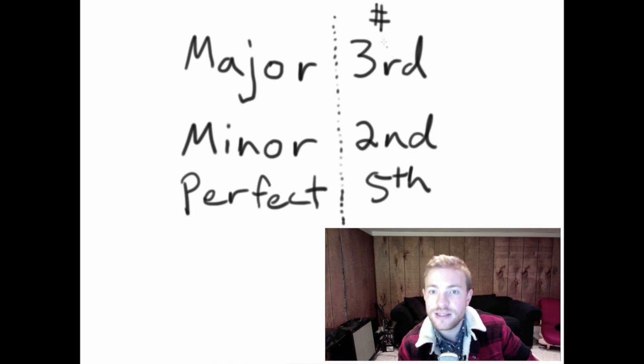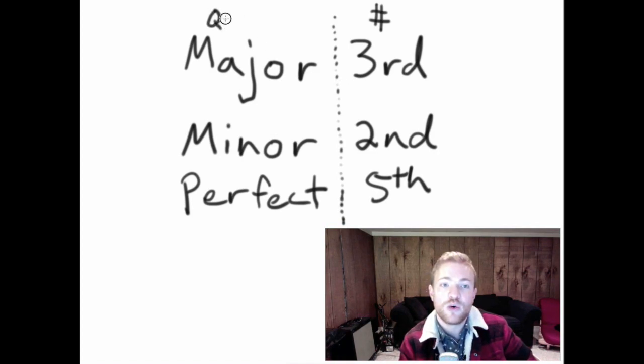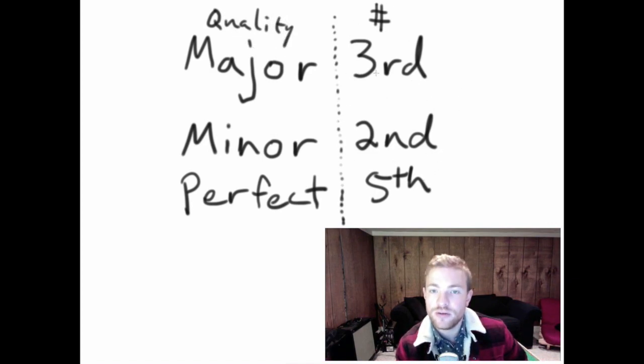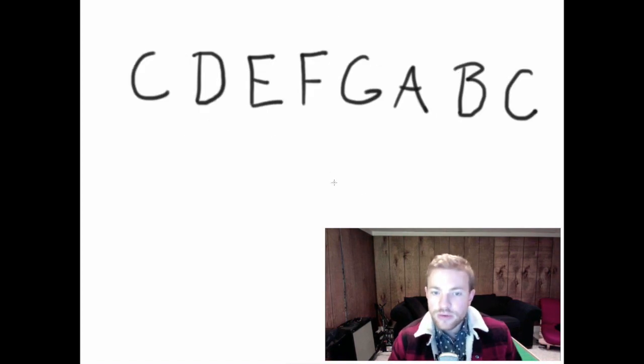So what this implies is that we could have a third that is not major. We could have another descriptor for this third. That also implies that we could have a major second or a major sixth. So basically we have descriptors that can be applied to different numerical intervals, right? So here I'll write up here that this is the quality of the interval, and this is the numerical description of the interval, whether it's a third, a second, a fifth, or whatever, okay?